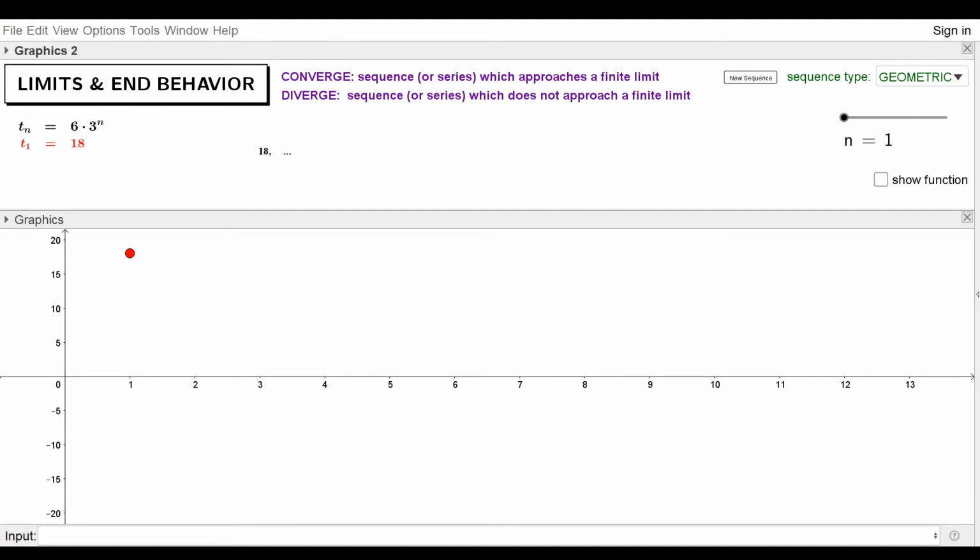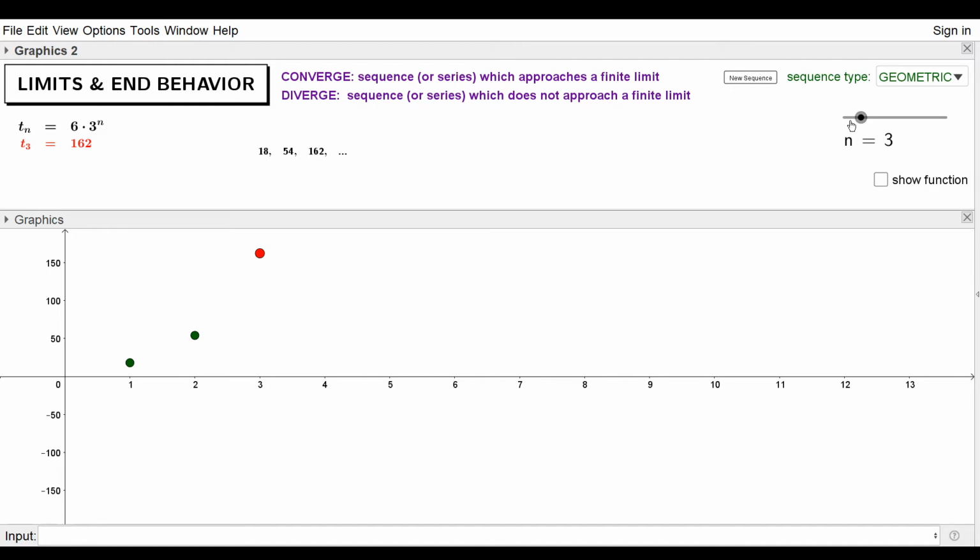Let's move on to geometric sequences. We'll begin with t sub n equals 6 times 3 raised to the n. We'll plug in 1 again for n. 6 times 3 is 18. First term is 18. We'll plot the point. Now we're going to move on to n equals 2. So 6 times 3 squared is 6 times 9, which is 54. Or you can remember that we're multiplying by 3. That's our common ratio. If we do this a third time, 6 times 3 cubed is 6 times 27. It is also the same as taking 54 times 3. In both cases, you get 162.